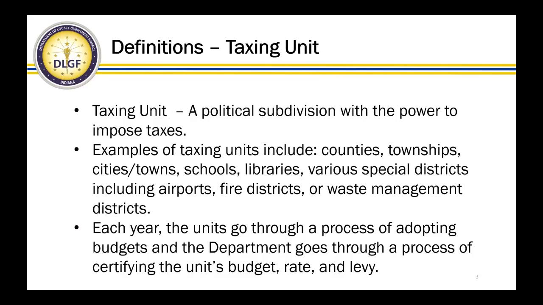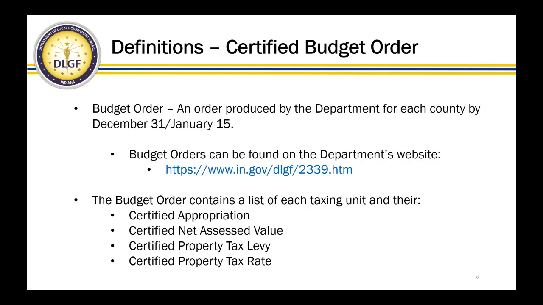Each year, the taxing units around the state go through the process of adopting a budget, and the department goes through the process of certifying that unit's annual budget, tax rate, and levy. Depending on a number of factors, the department may have a deadline of certifying your budget order by either December 31st or January 15th. If you haven't seen your budget order, there's a link on the page that will take you to the department's website. Under each county, we post the budget orders. You can find your specific budget order information.